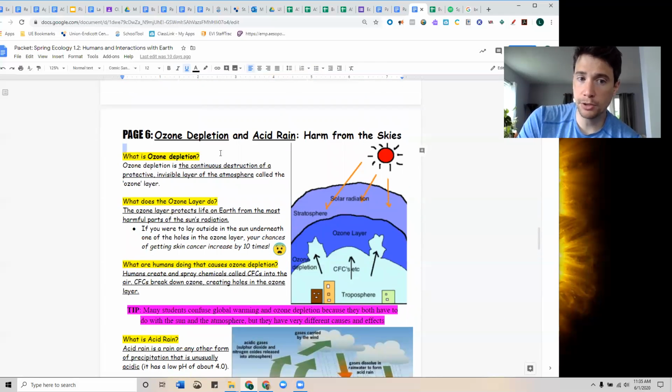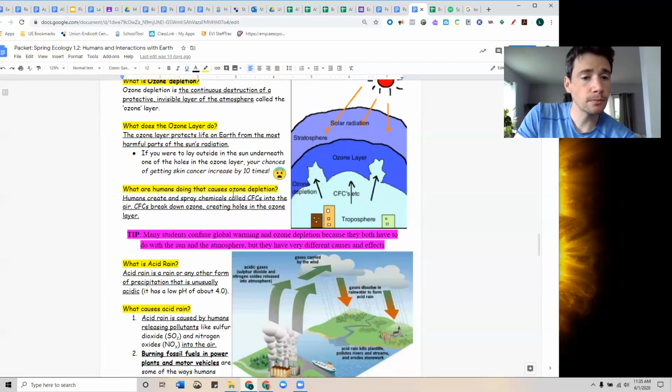That's ozone depletion. You put a hole in this invisible protective layer, and the sun can do more harm to you or to anything else that's laying out in the sun. Other animals too.